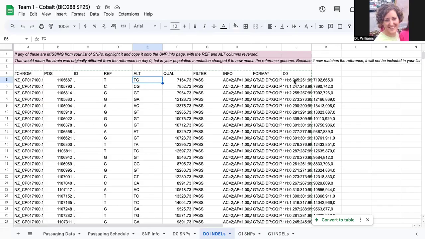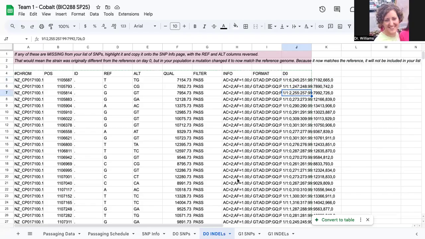And now if we come over here and find our allele depth, we see we don't have a 0, right? We've got 6 and 245. So 6 reads that had the reference, just T, and 245 reads that had the alternate, TG. So this is in the majority of the population, but not quite 100%.